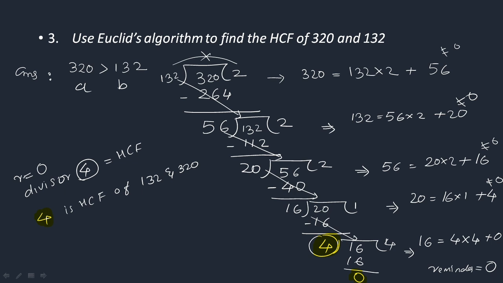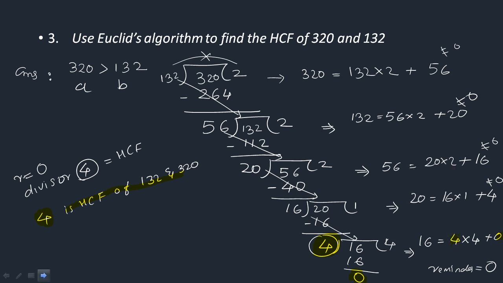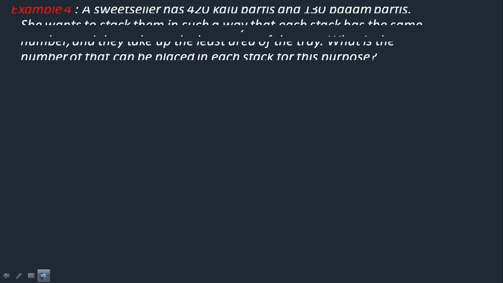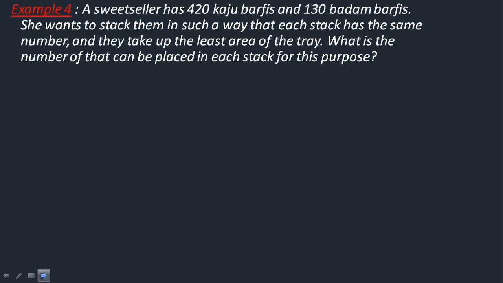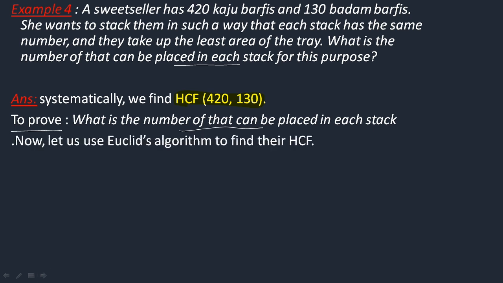Now we will be checking another example. A sweet seller has 420 kaju burfis and 130 badam burfis. She wants to stack them in such a way that each stack has the same number and they take up the least area of the tray. What is the number of burfis that can be placed in each stack for this purpose? So systematically we will be finding the HCF of 420 and 130. What is to be found is the number of burfis that can be placed in each stack.